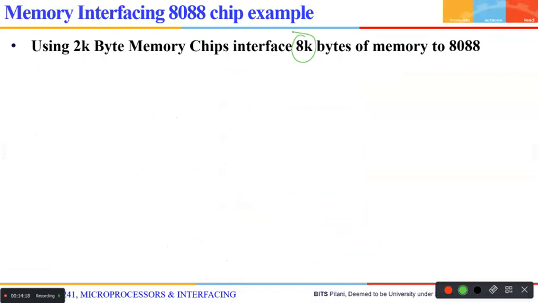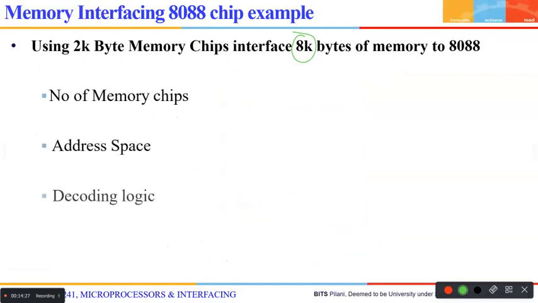Okay. So you now know that you need 4 memory chips. And what is the address space? Since it is not given, you know how to calculate the address space, right? The main requirement to interface 8 kilobytes of memory to 8088: first you need to know the number of memory chips, and then the address space. Here the number of memory chips is going to be 4. You need 4 2-kilobyte memory chips.